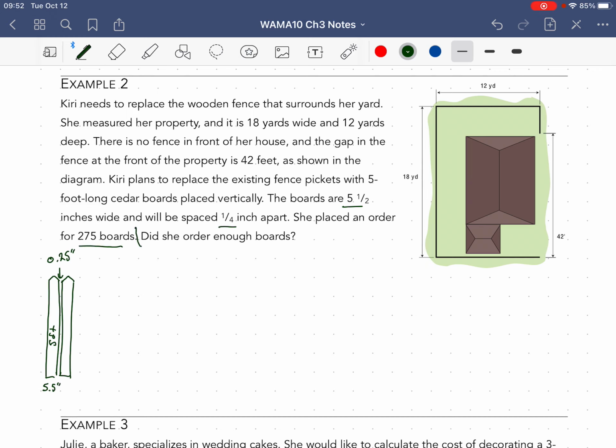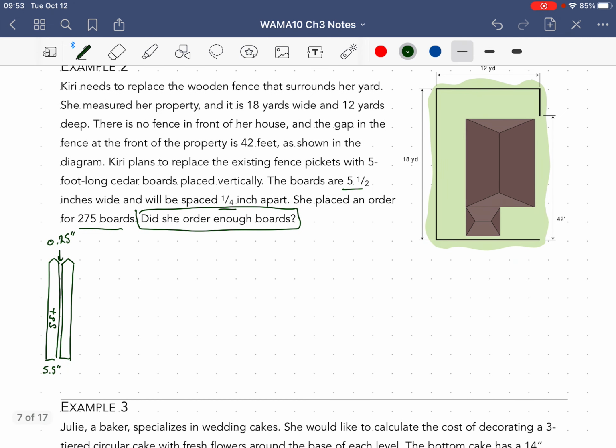She placed an order for 275 boards. Did she order enough boards? So our question we're trying to ask is, did she order enough boards? Well, we have a whole bunch of different measurements here. We have yards, we have feet, and we have inches. Let's do our conversions first. We have to decide what units we want to go to. And I think we want to go all the way to inches. I'll show you why later. I think it's because our boards are in inches.